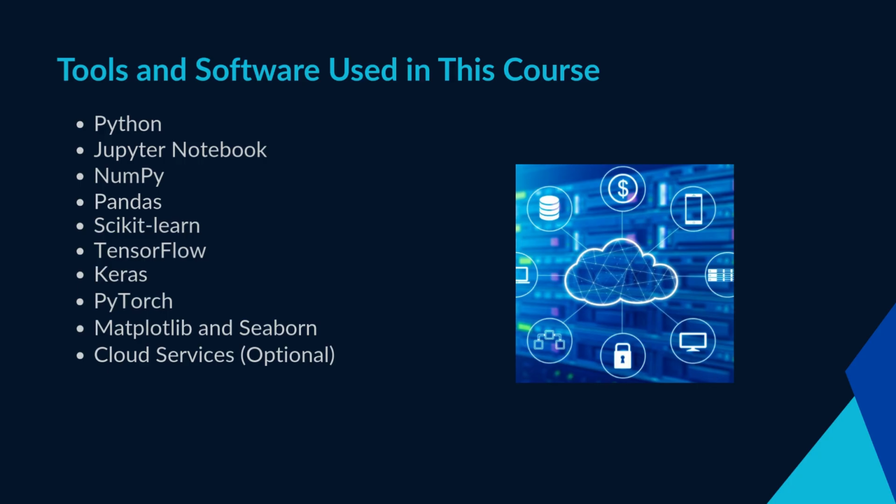findings. Cloud services, this is optional. We will briefly introduce cloud AI services like Amazon Web Services AWS, Google Cloud Platform GCP, and Microsoft Azure. These platforms provide tools and infrastructure for deploying AI models at scale. Although this is optional, it is not required to complete this course.